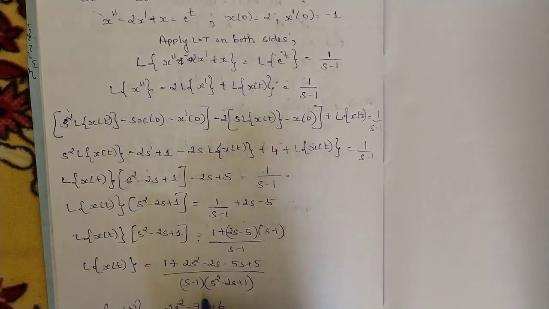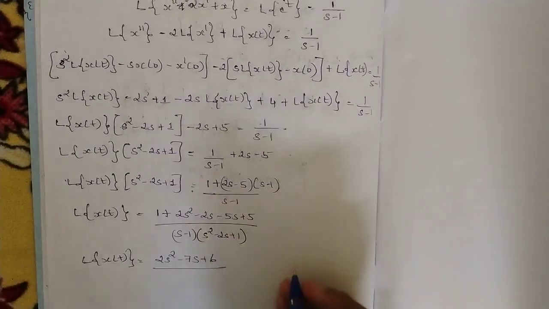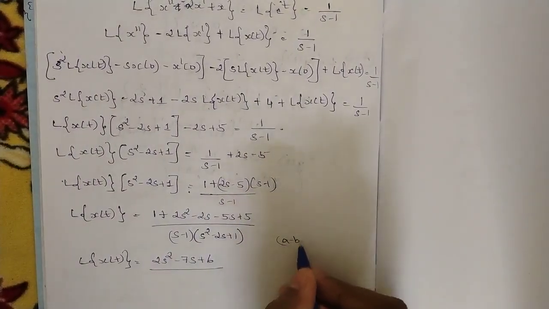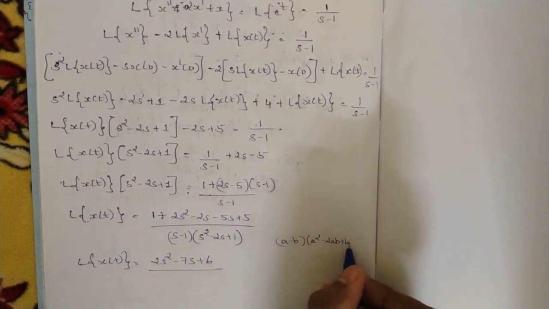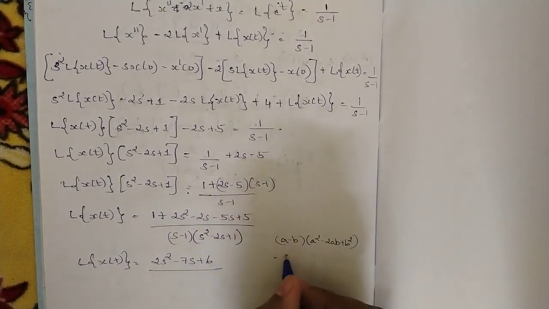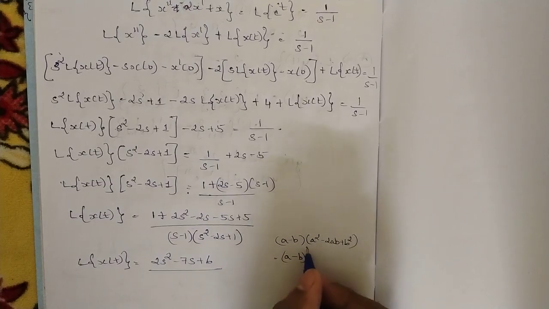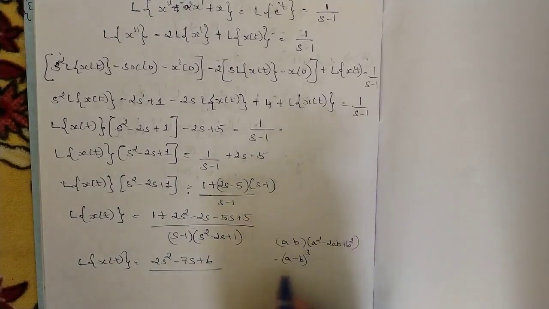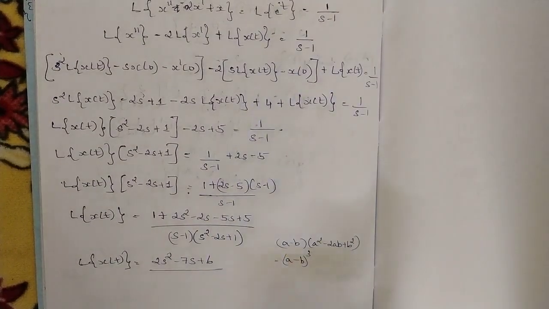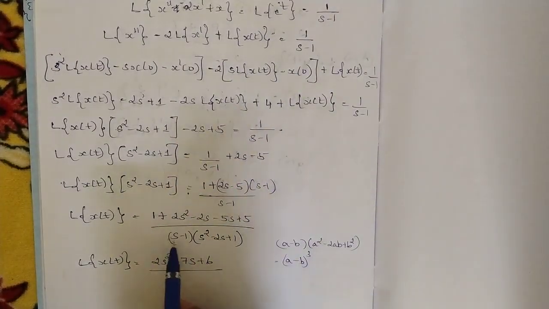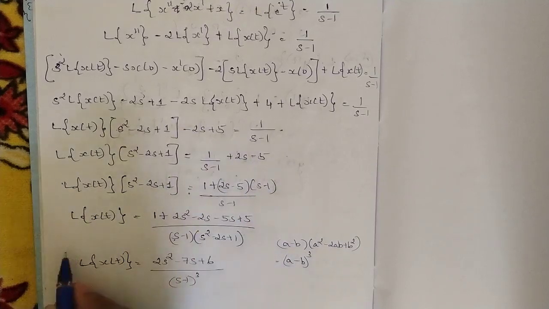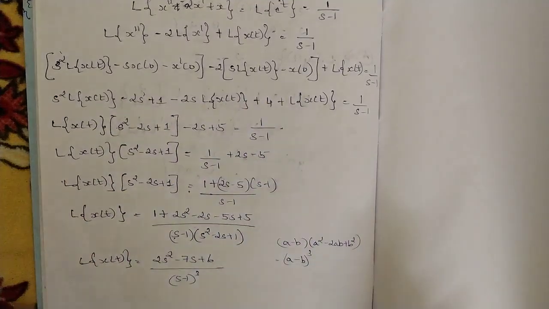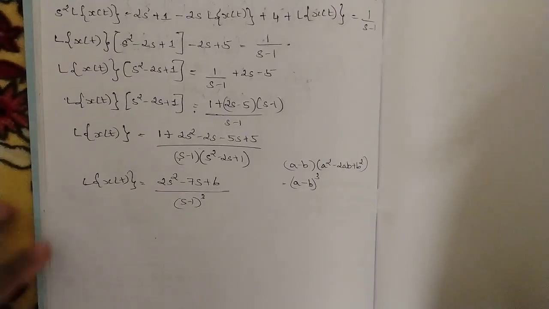Here you observe, this is of the form (a minus b) into (a square minus 2ab plus b square). Okay, so this is equal to (a minus b) the whole cube. This follows this identity pattern. So the value is (s minus 1) the whole cube. Okay, so this is our L of x of t. For this you should be applying partial fractions and solving further.